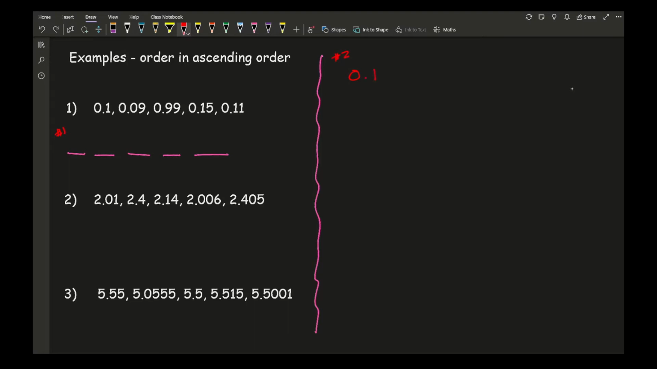So I've got 0.1, 0.09, 0.99, 0.15 and 0.11.